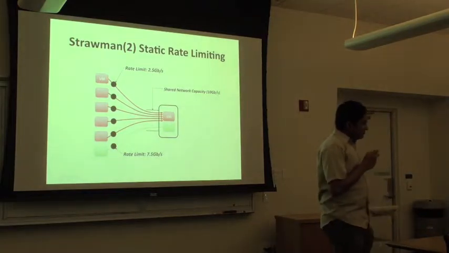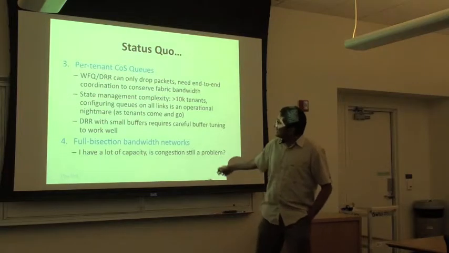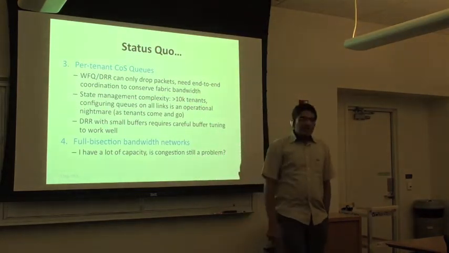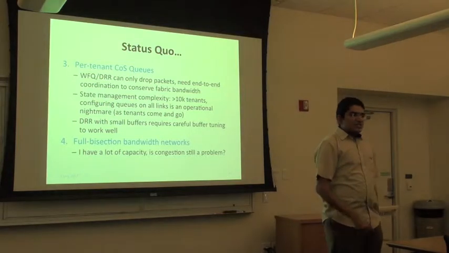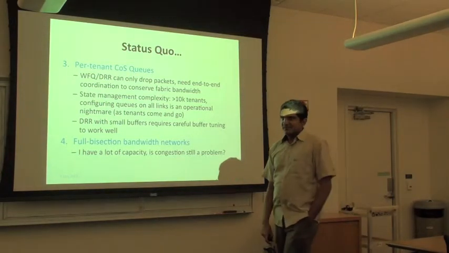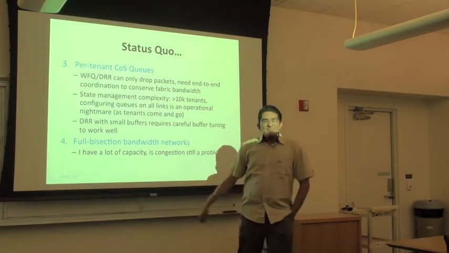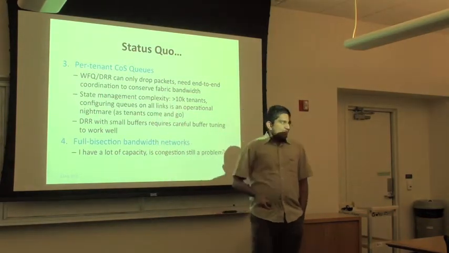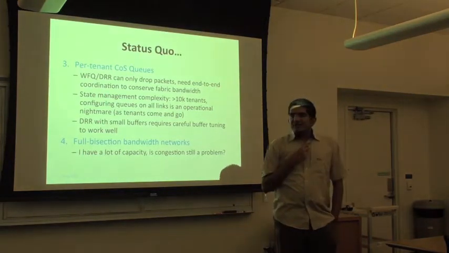In fact, there are a number of other approaches to solve this problem as well. You can say, I'm going to use class of service queues. I'm going to give each tenant its own queue. So this is going to give me some kind of isolation, right? Sure, yes, this is going to give you isolation. But if you look at a public cloud provider today, you have tens of thousands of tenants, each with maybe a couple of VMs.